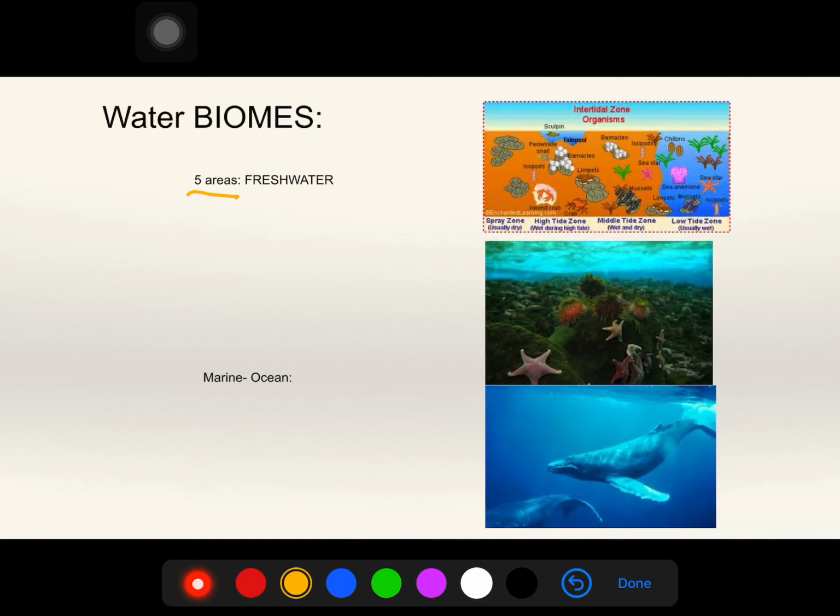I don't need you to know them, but we do separate the ocean into 3 zones. What is intertidal goes on land and water. What is near shore right here is your near shore zone. And then your open ocean zone. Just so you're aware that we do separate it. I don't need you to know those.